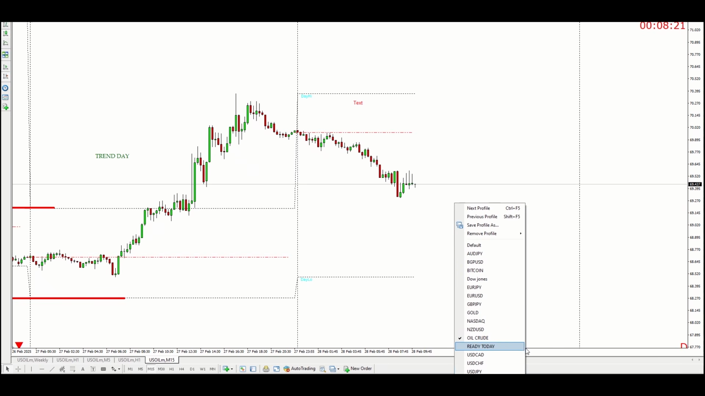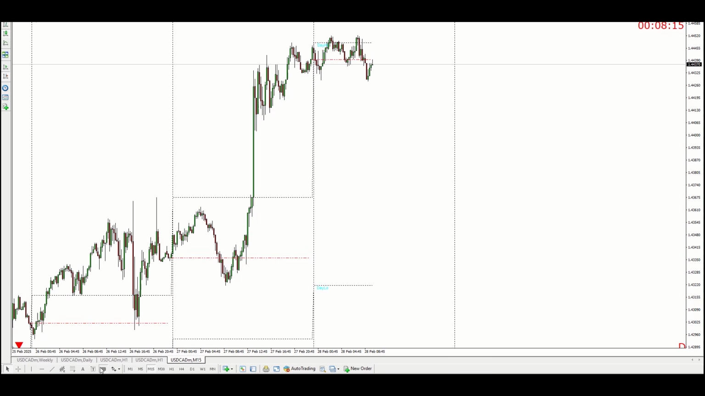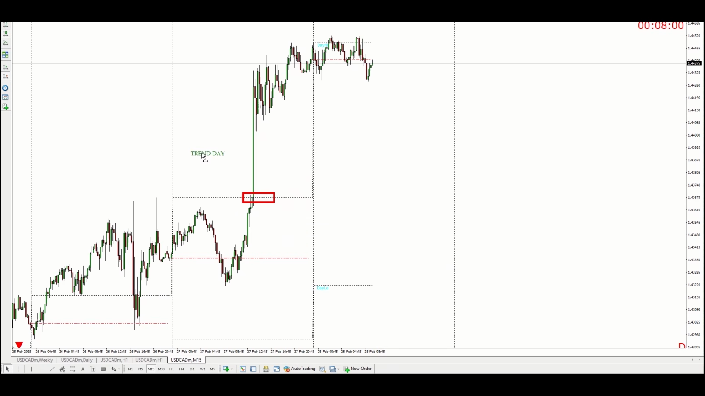I have different kinds of profiles here. Where is USD-CAD? Let's go to USD-CAD. As I said, step 1, right? We need a trend day. Remember, trend day. It violated this region here. So this one obviously qualifies to be a trend day. I want to show you something interesting here, because this is what confuses people.